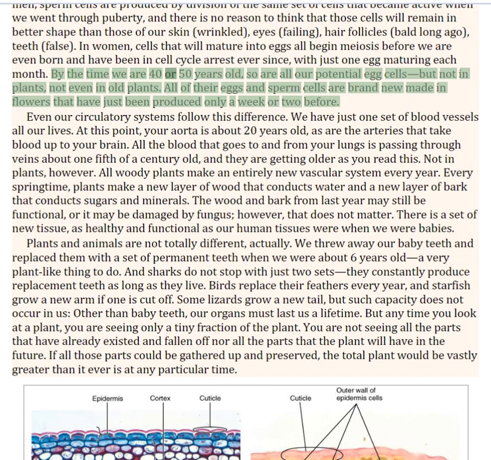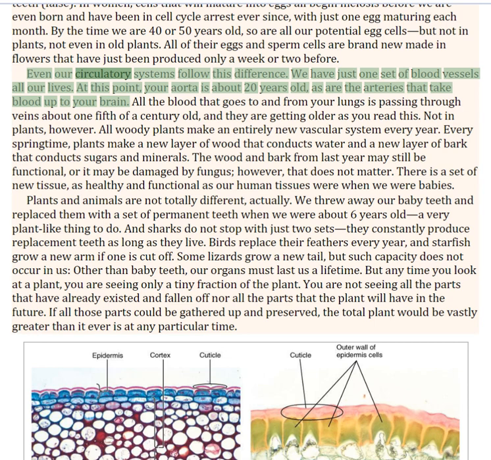By the time we are 40 or 50 years old, so are all our potential egg cells, but not in plants, not even in old plants. All of their eggs and sperm cells are brand new in flowers that have just been produced only a week or two before. Even our circulatory systems follow this difference.